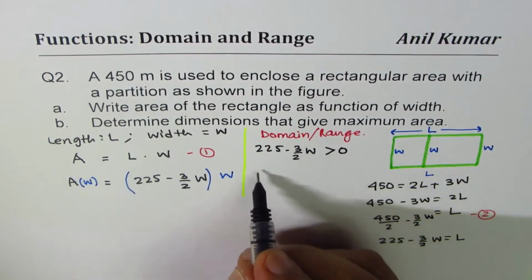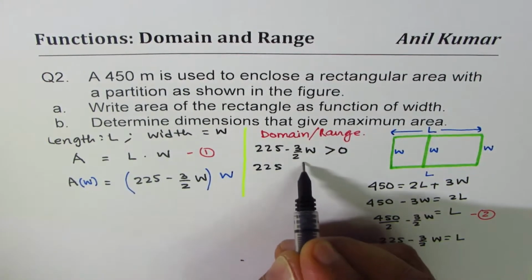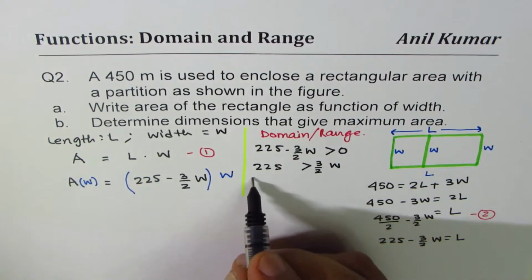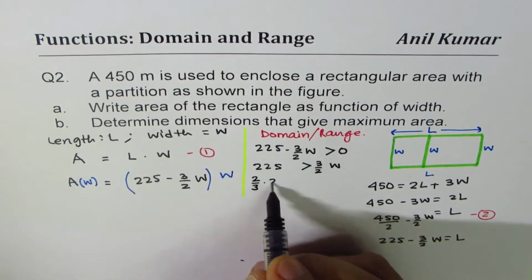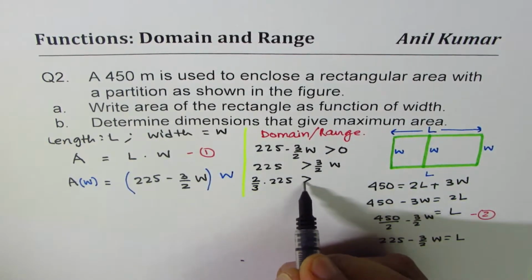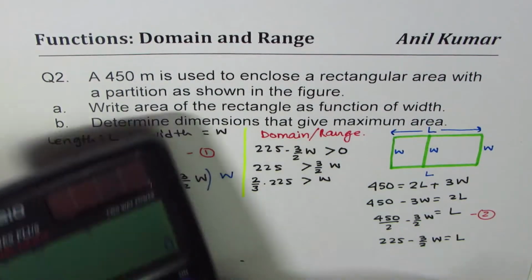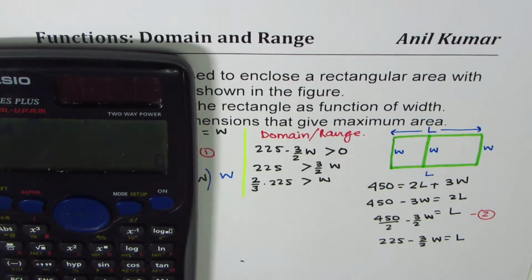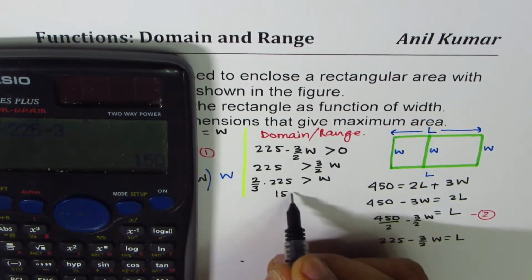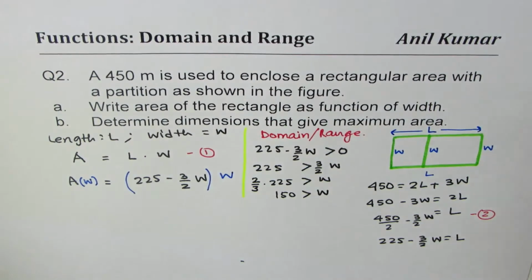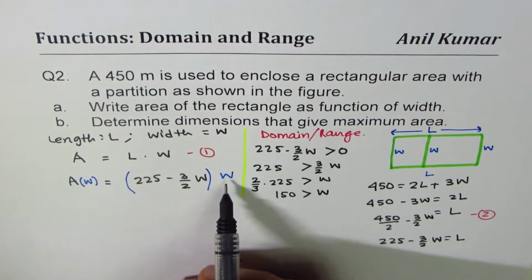Is it okay? Or 225 should be greater than 3 over 2W, or 2 over 3 times 225 should be greater than W, or W is less than this quantity, right? So let's calculate this quantity. It is 2 times 225 divided by 3, which equals 150, right? So we can say 150 is greater than W, right? That means this width W should be greater than 0, right?